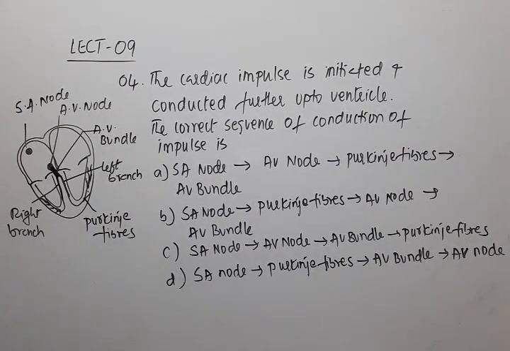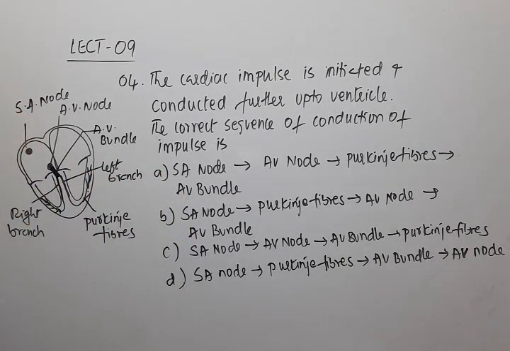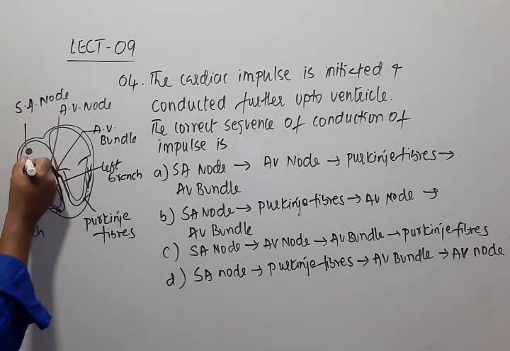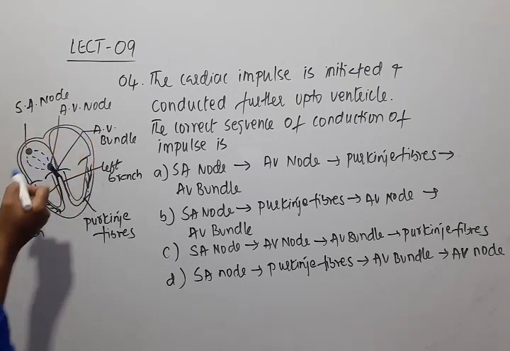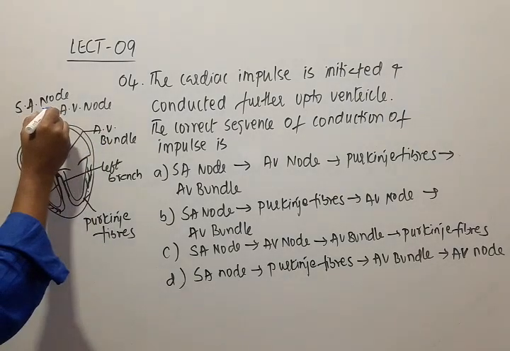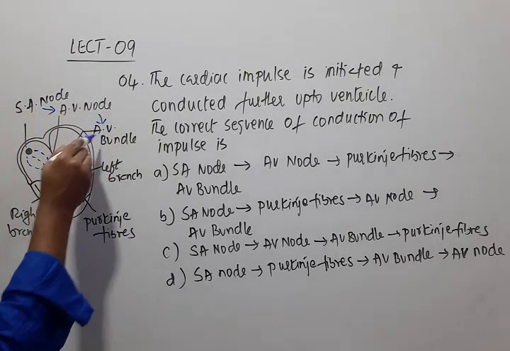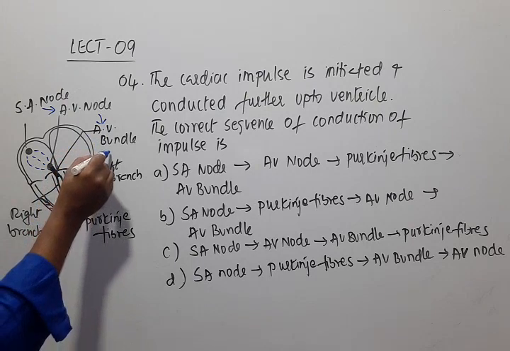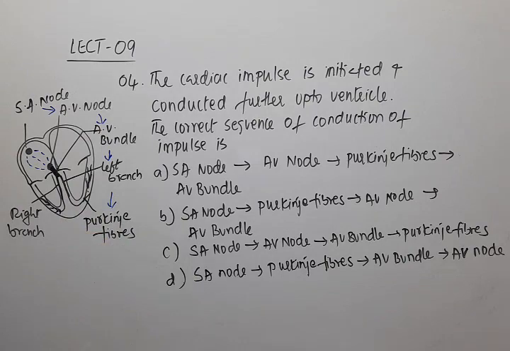So we know that in the SA node the action potential is generated. Once it is generated, it spreads and from there it reaches the AV node. From the AV node it reaches the AV bundle. So SA node to AV node, AV node to the AV bundle, and from the AV bundle the impulse passes to the left and right branches and to the Purkinje fibers.